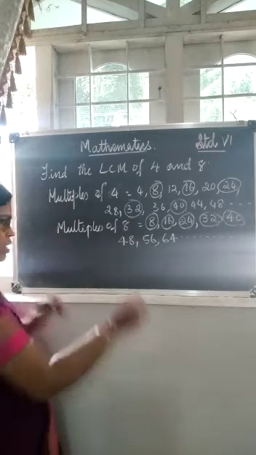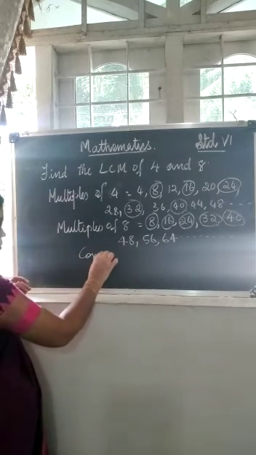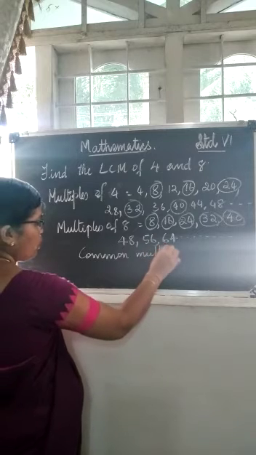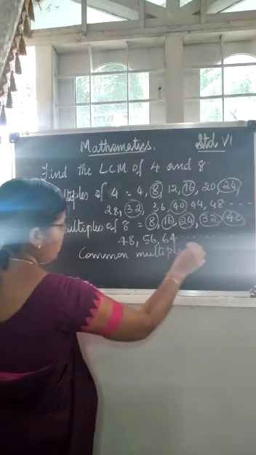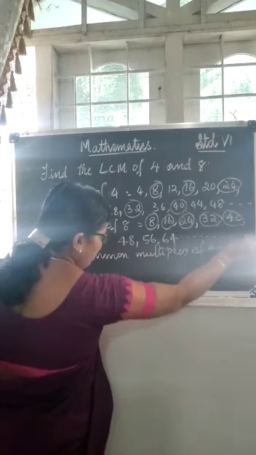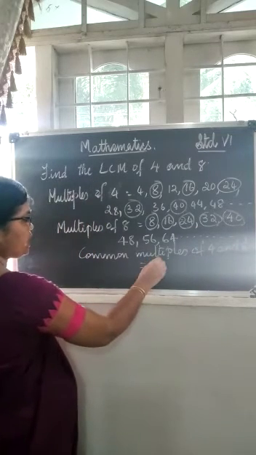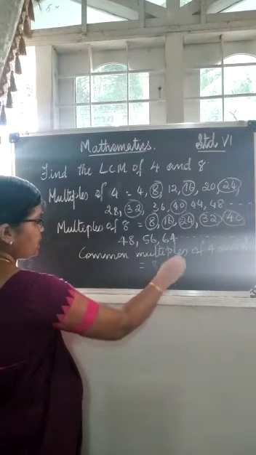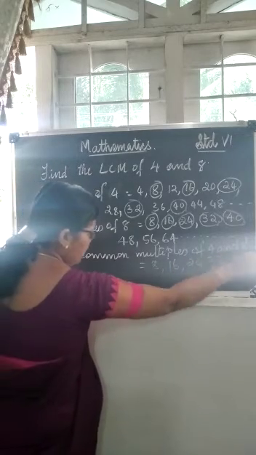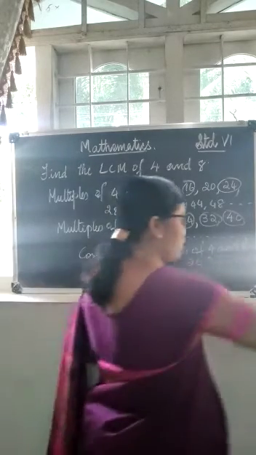Right? So let us write the common multiples of 4 and 8. Which are the common multiples of 4 and 8? 8, 16, 24, 32, etc. These are the common multiples of 4 and 8.